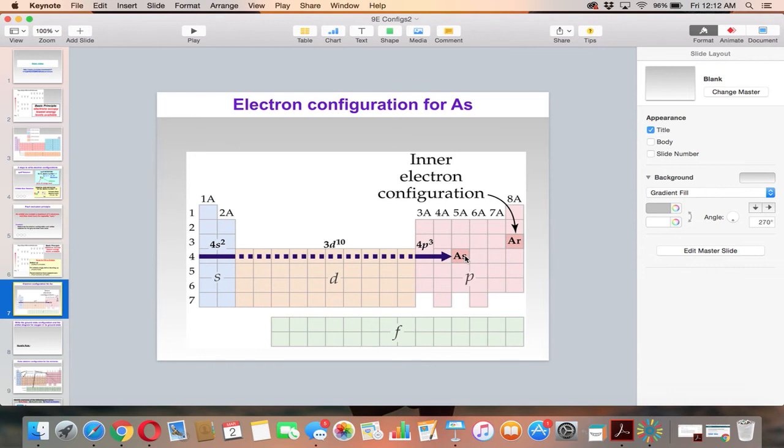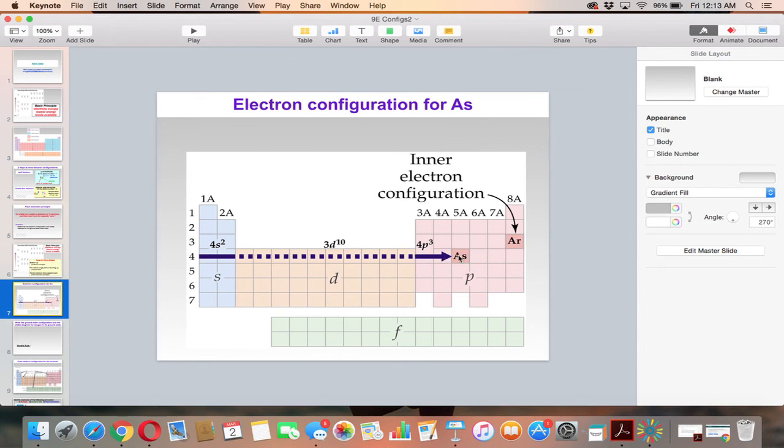The other thing that you can do is you can take the noble gas that comes before, you can put it in brackets, and you could say argon, and then you continue where argon left off. So you'd say 4s, 2 boxes, 3d, again if you count, 10 boxes, you use all 10 to get to arsenic, and then 4p, 3 boxes, and you'd be done.